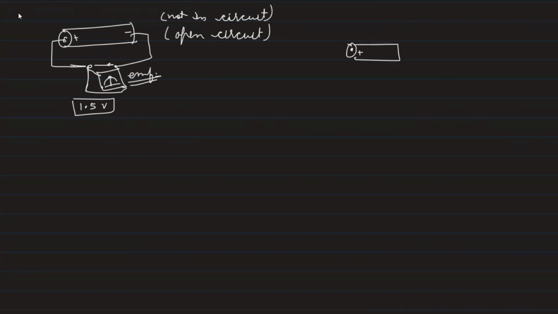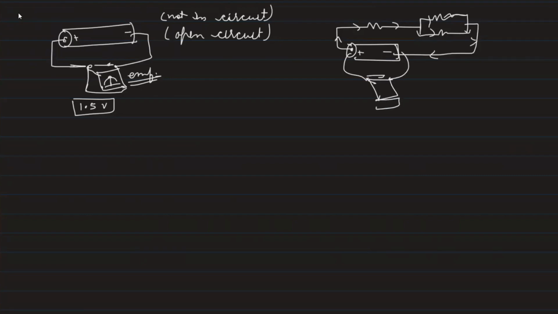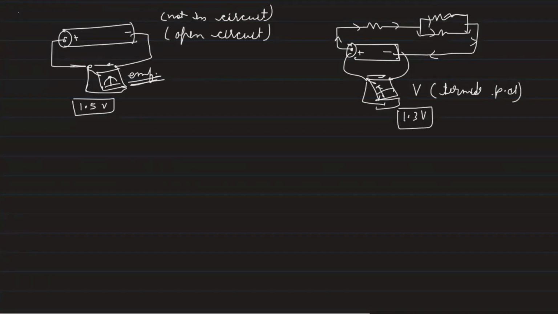Now, consider the cell to be in a circuit. You connect a circuit, and then current is flowing in the cell. And this time, if you connect it to a voltmeter, this voltmeter will read a voltage. That voltage is big V, the terminal potential difference. This will be, say, 1.3 volt. That is slightly lesser because it is not reading the EMF, it is reading the terminal potential difference. That is what the first definition given in the textbook talks about: when no current is drawn from the cell, that is, when the cell is in open circuit, the potential difference between the terminals of the cell is called electromotive force. This is terminal potential difference. This is EMF when there is no current drawn.